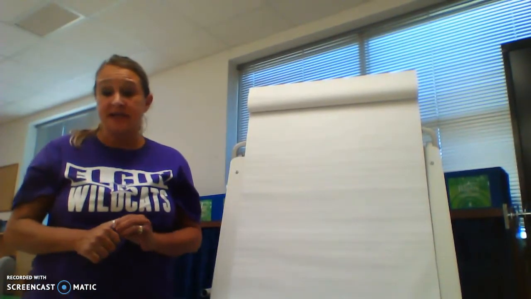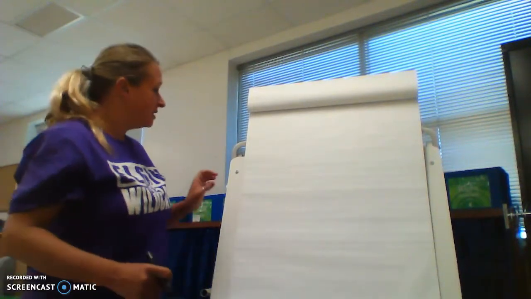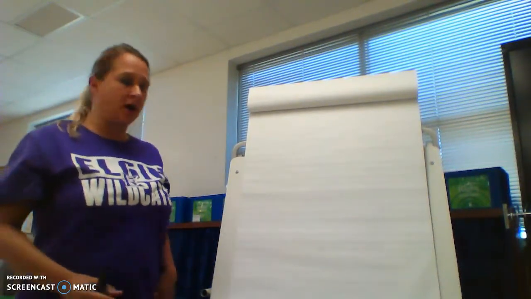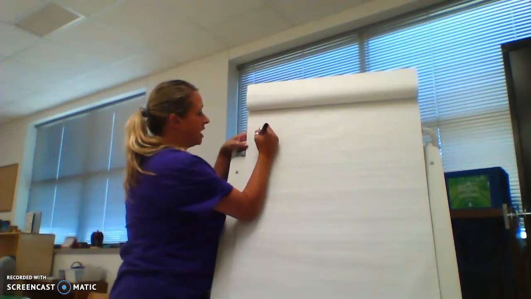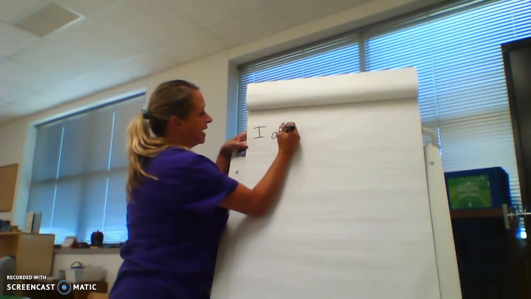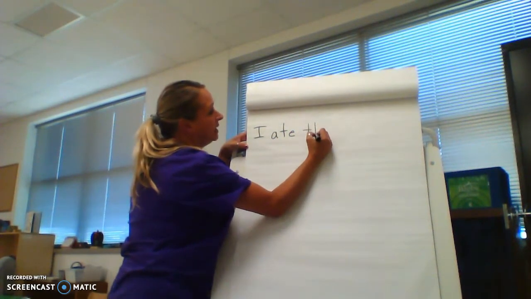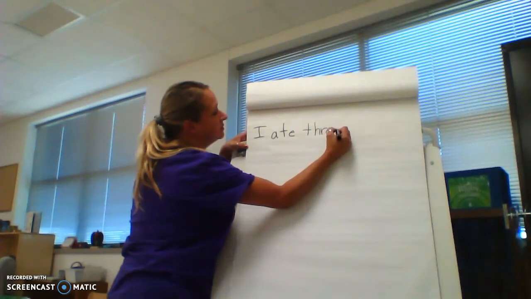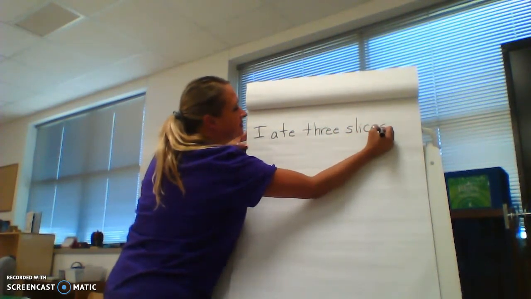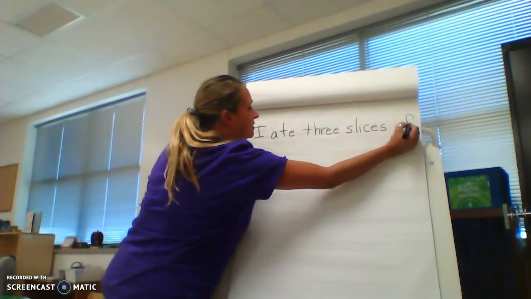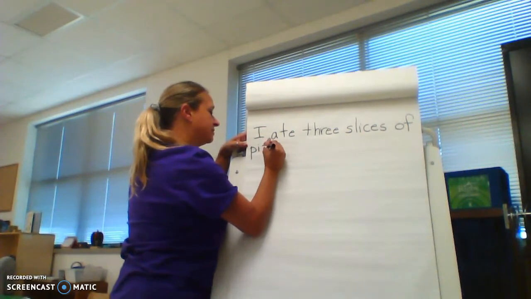So now we're going to practice writing sentences with adjectives for quantity. So my first sentence that I want to write talks about the number of something. So I ate 3 slices of pizza.